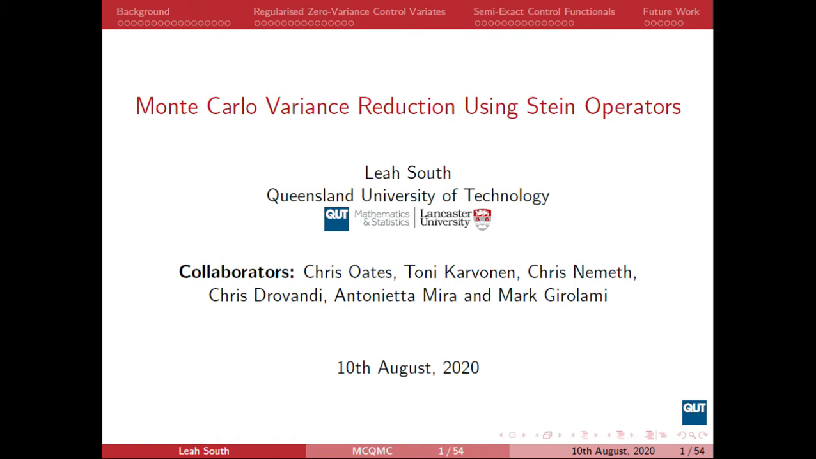I'll be talking about a couple of papers today in the field of Monte Carlo variance reduction using Stein operators, and another talk in this session by FX Briol will be about speeding up computation in these types of estimators. I'm a collaborator with Chris Oates on both of these papers, and also with several other people mentioned here on the two different papers.